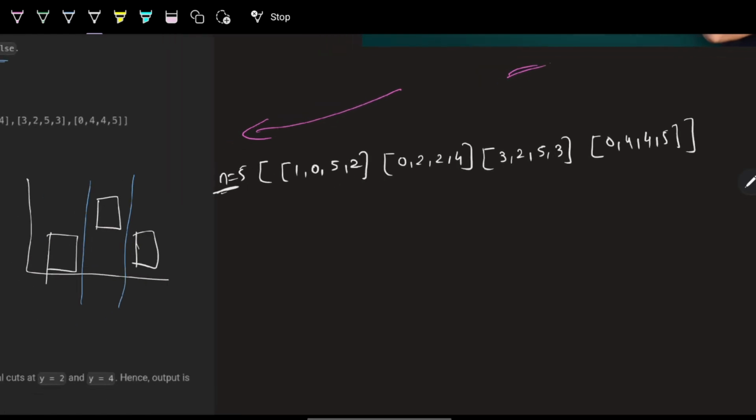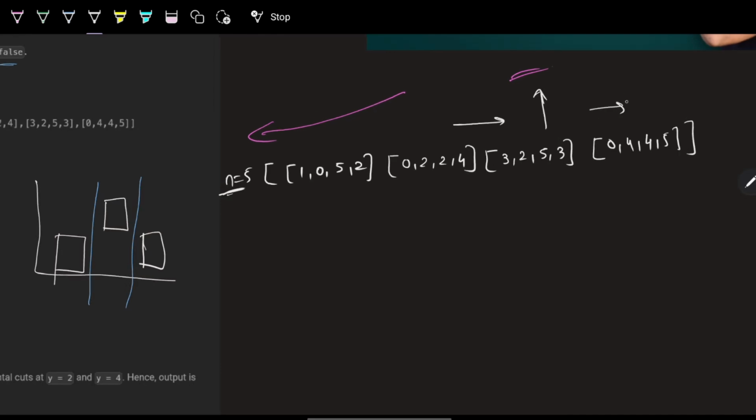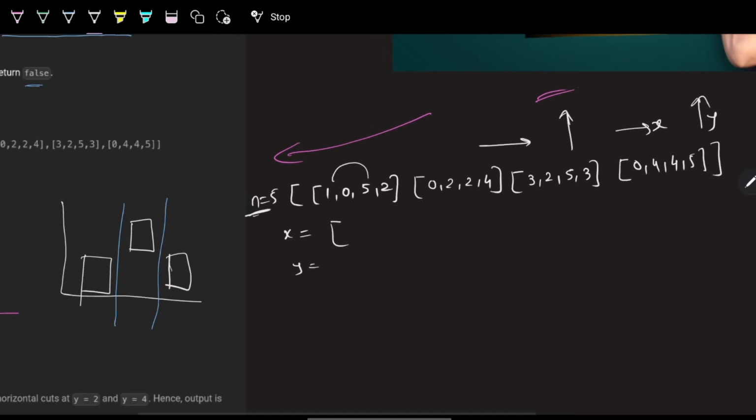Now I have two choices: either go horizontal or go vertical. So I will split the left-to-right parts, that is x, and the bottom-to-top parts, that is y, into two different interval lists. I will create one x interval list and one y interval list. Which are the x coordinates from here? These are the x coordinates: 1 to 5, so 1 is here, 0 is here, and 5 and 2, this is something like that.